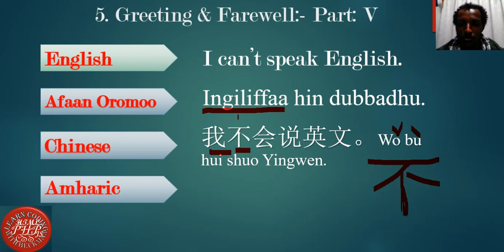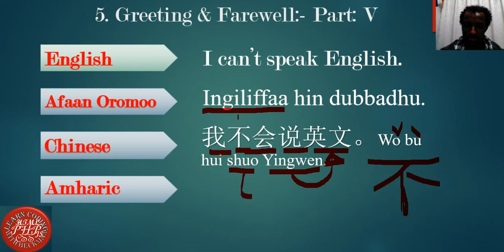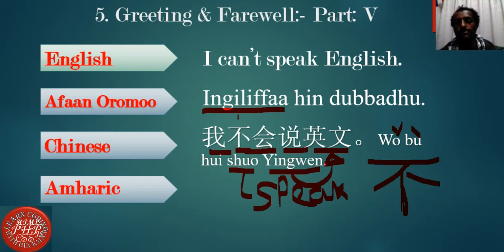我不会说英文. 不会 means I can't. 说 means to speak. 不会说 means I can't speak. 英文 means English, and this is how it is written in Chinese characters. 说 means to speak. 不会 means can't. So we can express our feeling using Chinese.